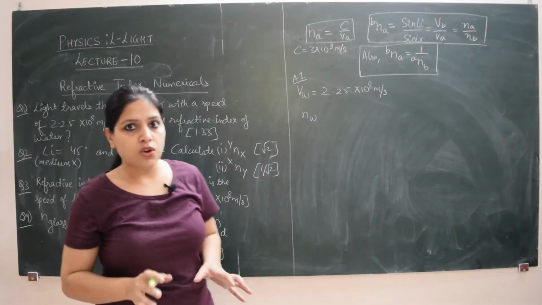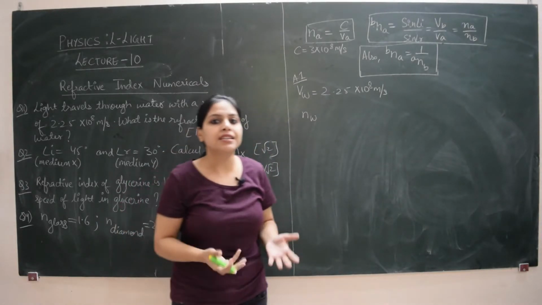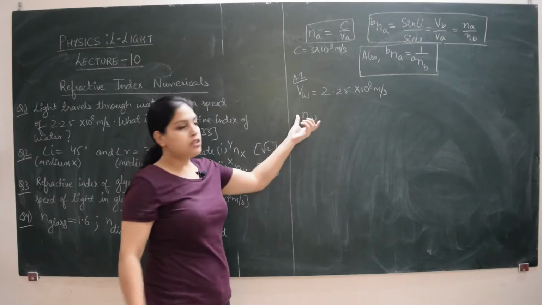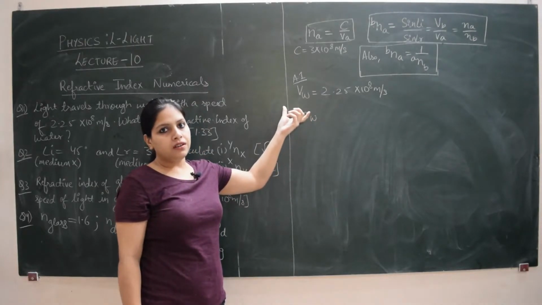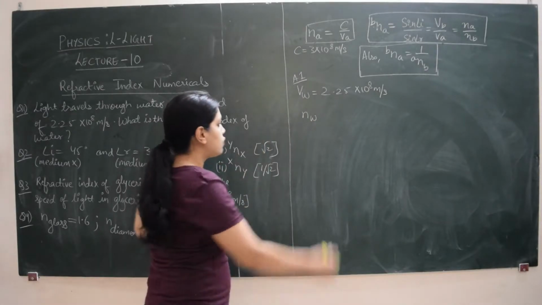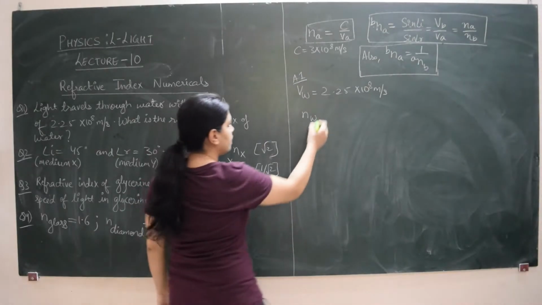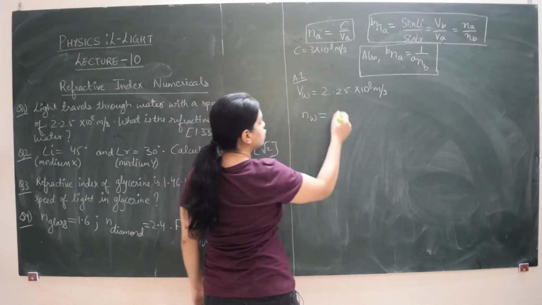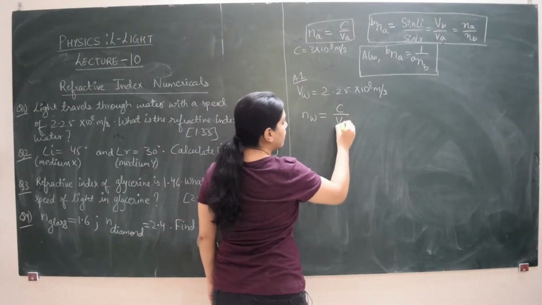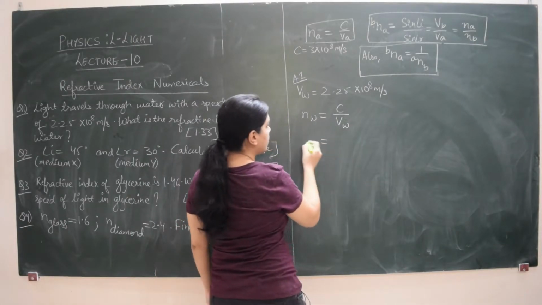Now the question is not mentioning with respect to which medium. With respect to means in which medium is the incident ray. If it is not mentioned, we basically know that the incident ray is in air or vacuum. So we are talking about the absolute refractive index of water and not relative. So NW using this relation will be C divided by VW. Fine. The value of C is known to us.